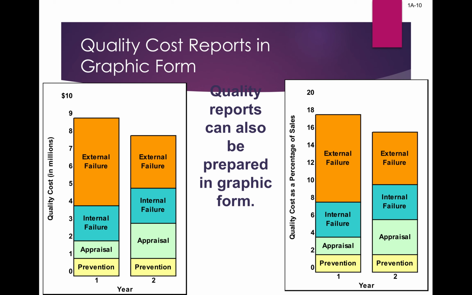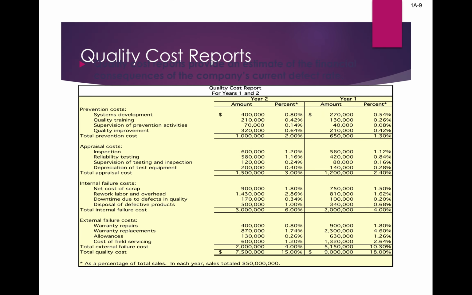We can also prepare quality costs in graphic format, and this is the same report I just showed you on the previous page, showing that we have reduced external failure. We have reduced the total failure, and external and internal failure added together has been reduced from year 1 to year 2. We have increased appraisal and prevention, which is why external failure has decreased. Internal failure did increase because some of the external failures are turning into internal failures. Internal failures are still bad. It's still a failure, but it's better to have an internal failure than an external failure.